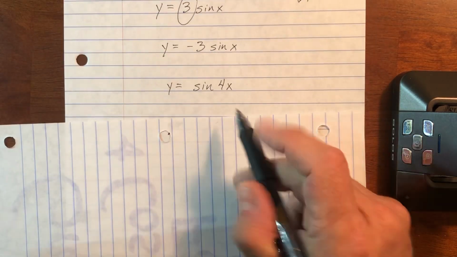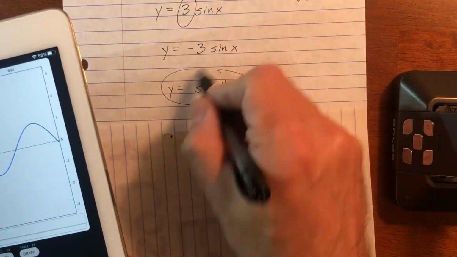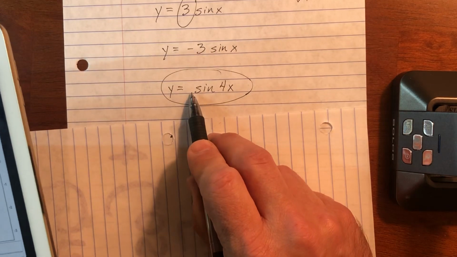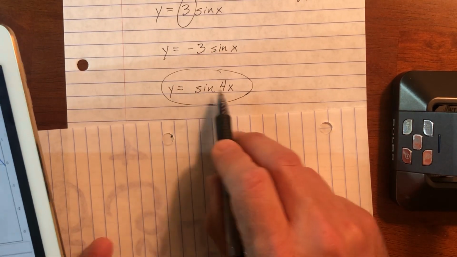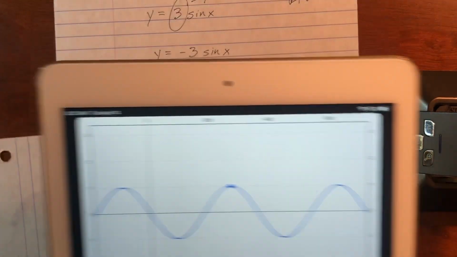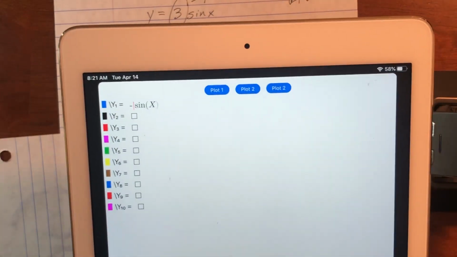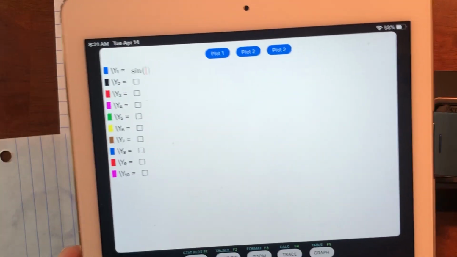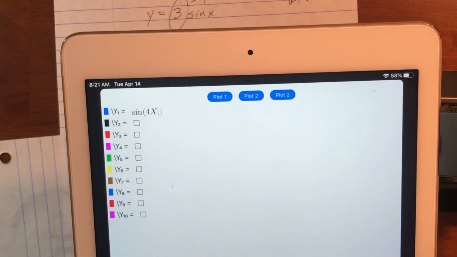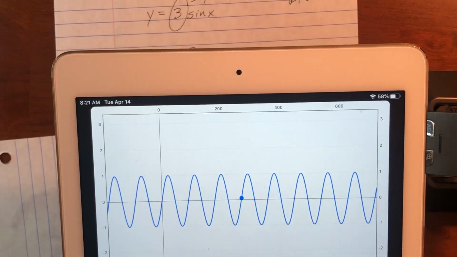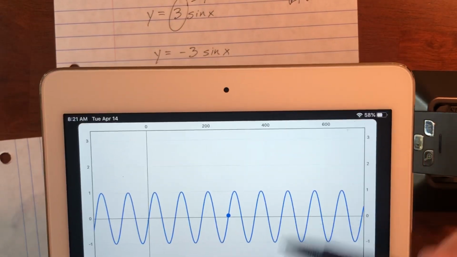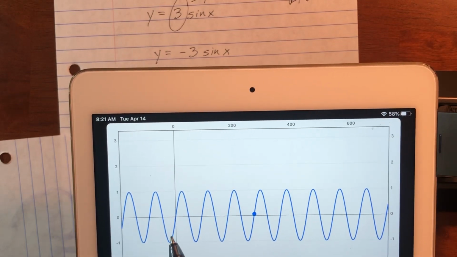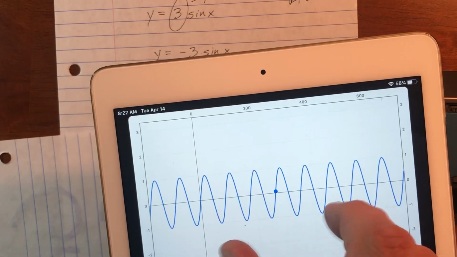Let's try the sine of 4x. Notice this time, what's the amplitude going to be? The amplitude should be 1, but what is this 4 going to change? Let's try it. Let's get rid of that. Let's type in the sine of 4x. Okay, well, the amplitude is still 1, but what happened? Well, now the graph kind of squished together.